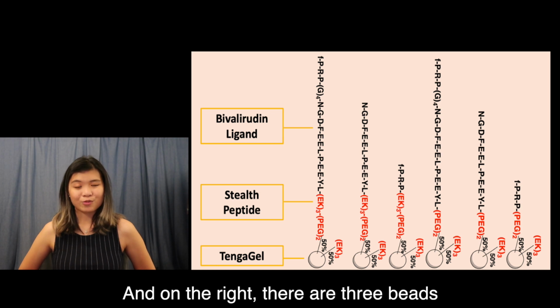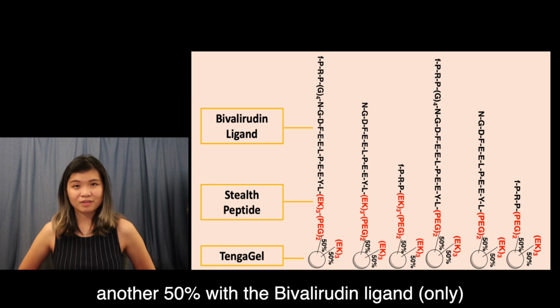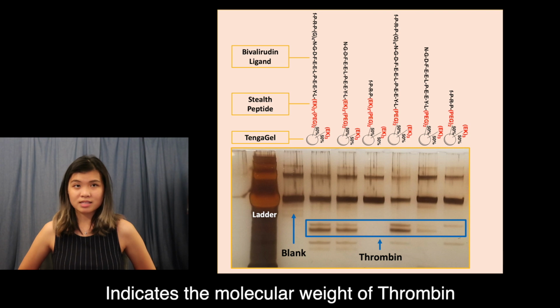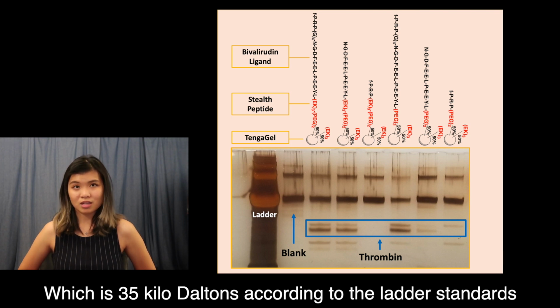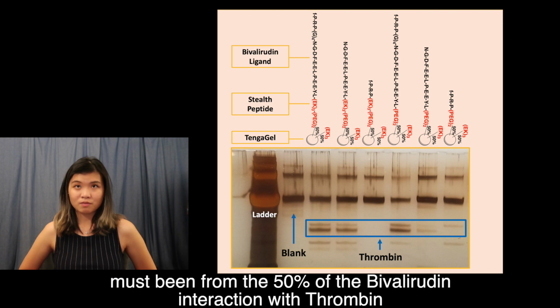And on the right, there are 3 beads with 50% of the stealth peptides and another 50% with the bivalirudin ligand. The blue box area indicates the molecular weight of thrombin, which is 35 kilodaltons according to the ladder standards. This also suggests that the bands must have come from the 50% bivalirudin interacting with thrombin.